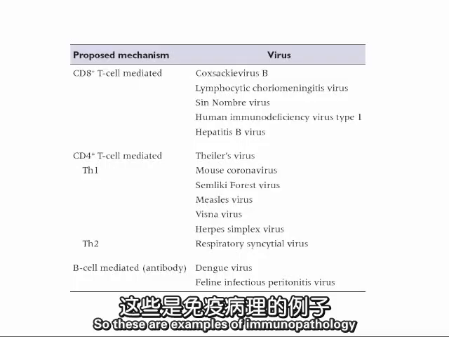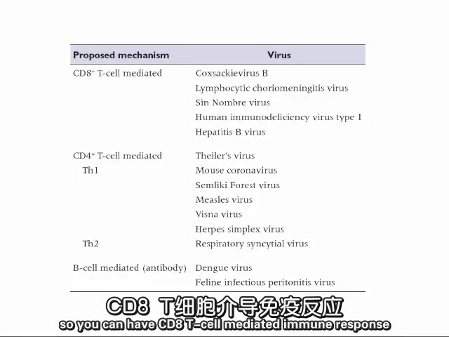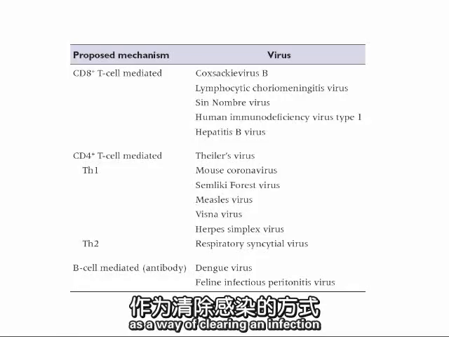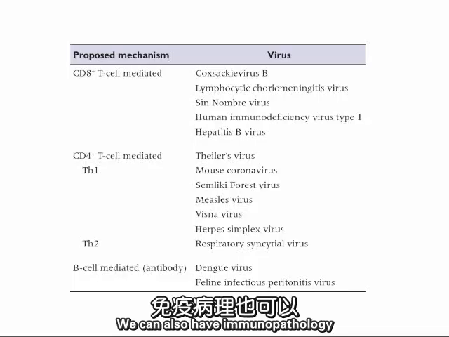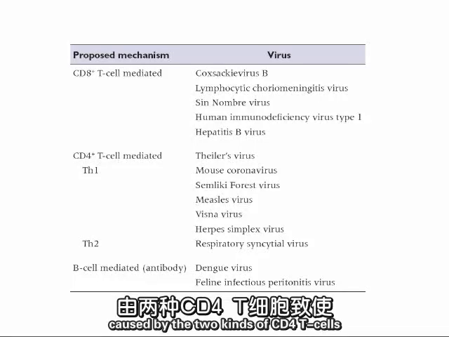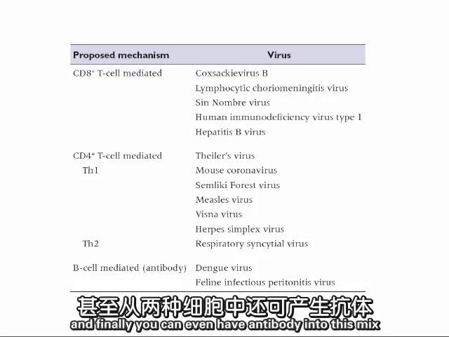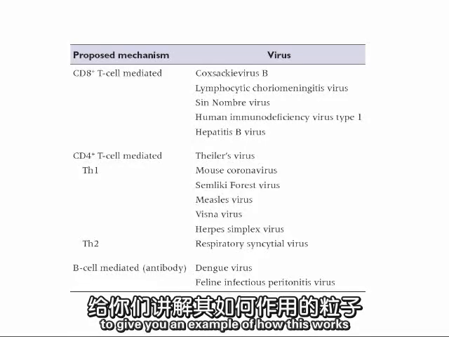So these are examples of immunopathology. That is, different sorts of infections, the pathology caused by a variety of immune responses. So you can have a CD8 T-cell mediated immune response, because these are the CTLs that are meant to lyse infected cells as a way of clearing an infection, but they cause tissue damage. We can also have immunopathology caused by the two kinds of CD4 T cells, the Th1 or the Th2. And finally, you can even have antibody in this mix. Antibodies can cause tissue pathology. So I want to go through a couple of these to give you an example of how this works.